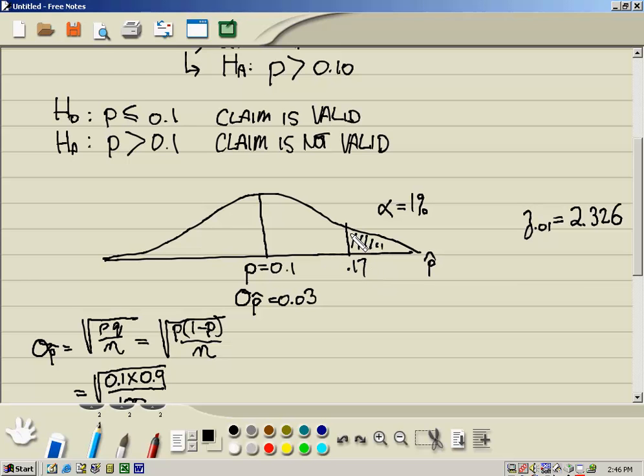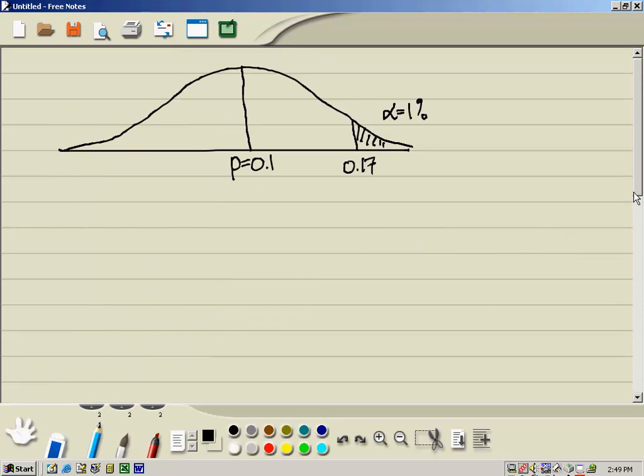It's unlikely, if the claim is valid, to get values up here. So if we get values up here, we must say that it looks like the claim is not valid. So what we have now is our distribution, with an upper limit of the acceptance region of 0.17. On the basis of that, we're going to write down our decision rule.